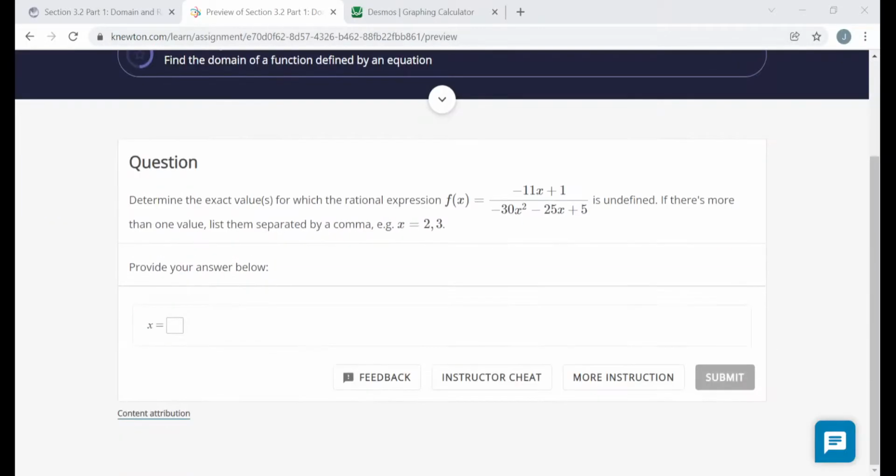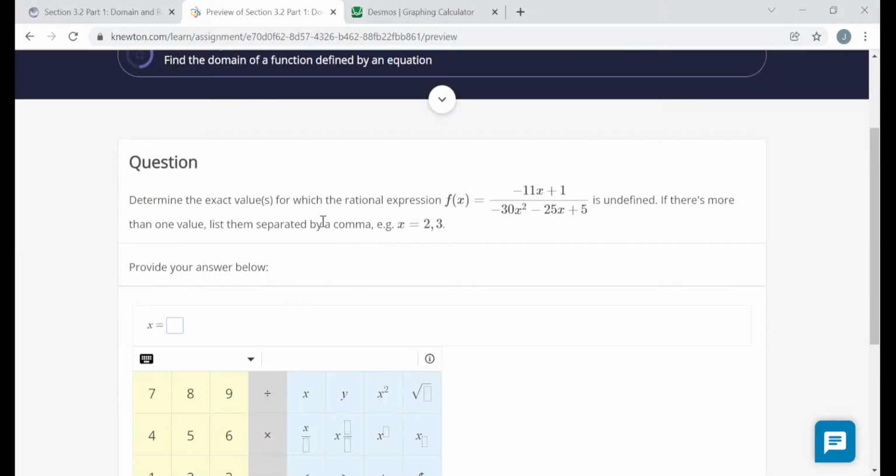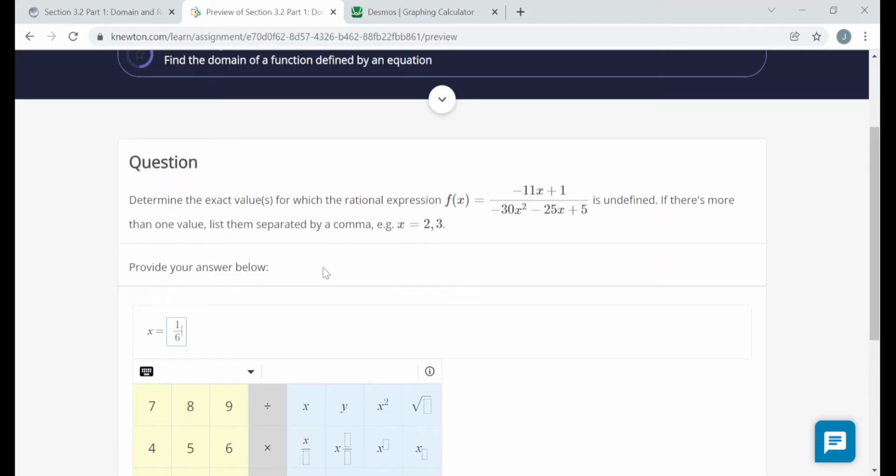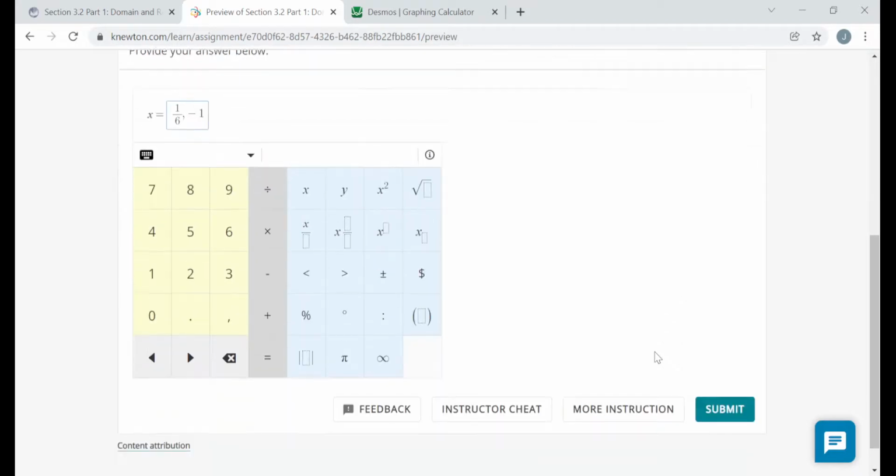So what makes the denominator 0? And they said, just enter your answers separated by commas. So 1/6, comma, -1. Those are the two values that make this undefined, that couldn't be used, that wouldn't be in the domain.